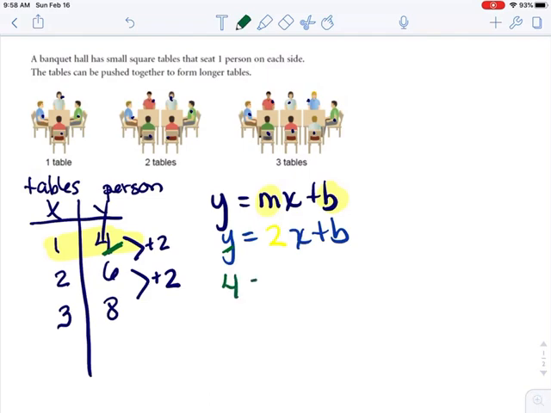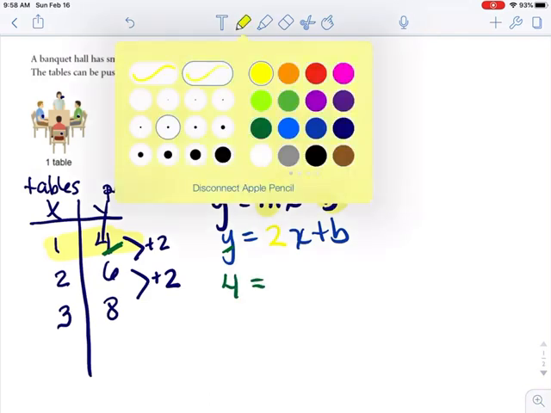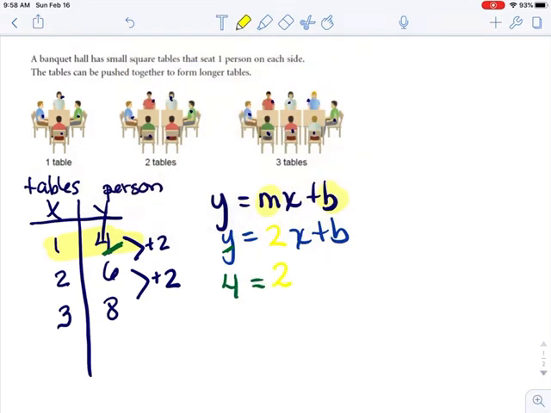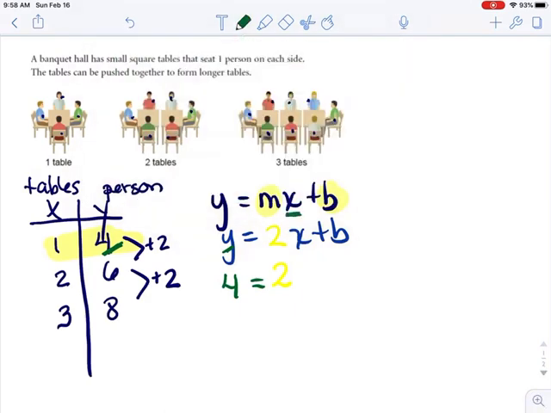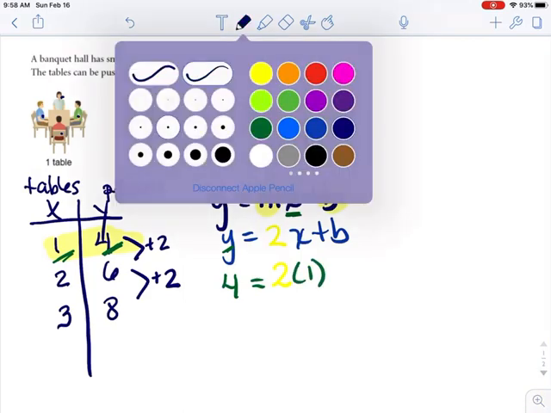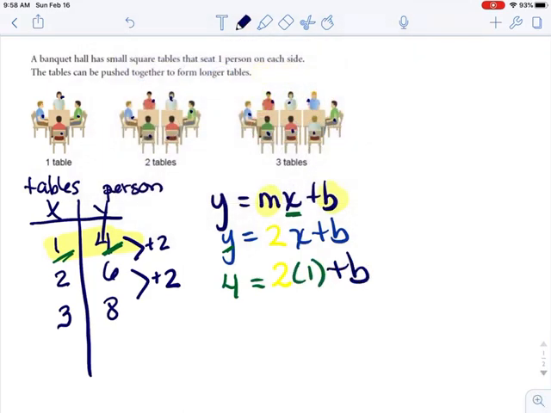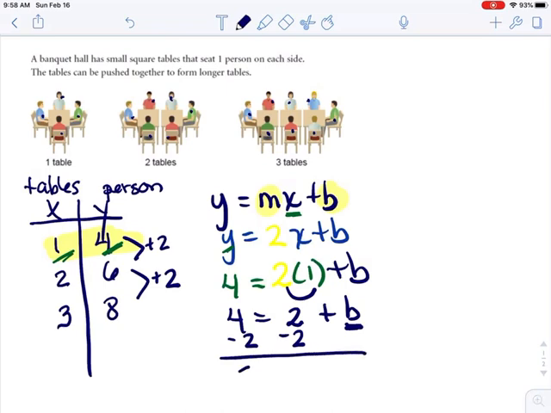So I'm going to put 4 equals, my m stays the same, so I'll leave my m like that. And where it says x, I'm going to put the value of my x. And then we do math. So 4 equals 2 times 1, 2, plus my b. We're looking to find the b, so we have to isolate it. So we have to do minus 2, minus 2. Here would give us 2 equals b.